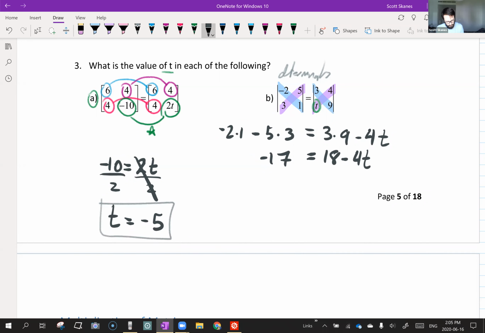So again, solve for the 4t. Bring that over. That's negative 17 minus 18. I think it's negative 35. Let me just double check that. Negative 35 is correct. Negative 4t. Divide both sides by negative 4. And we get our t value. So whatever negative 35 divided by negative 4 is, which apparently is not able to be simplified, or we can say it's 8.75.